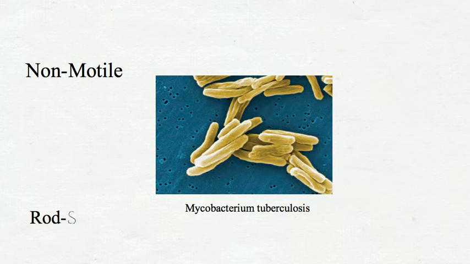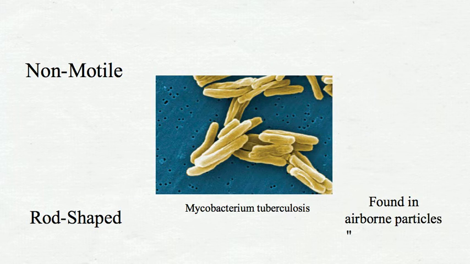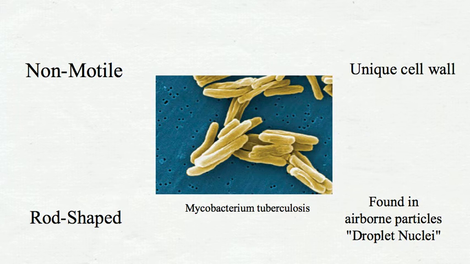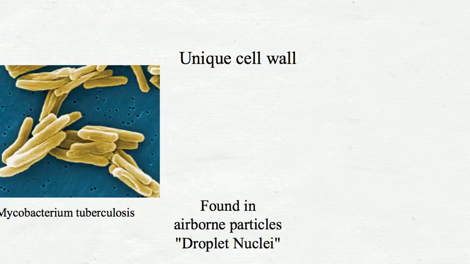Mycobacterium tuberculosis is a rod-shaped bacterium that is found in airborne particles, otherwise known as droplet nuclei, which span approximately 1 to 5 microns in diameter. Its unique cell wall, full of lipids, serves as a key virulence factor.